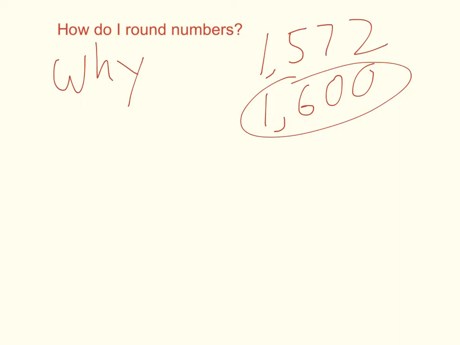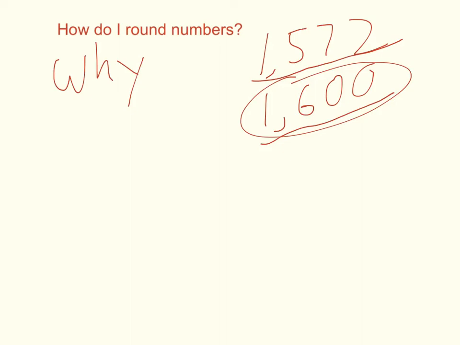Say I'm thinking of saving money and there's something I want to buy that costs $1,572. When I'm setting that goal, I might just start out saying I need about $1,600, and that can be my goal to set as to where to go, because 1,572 was there.